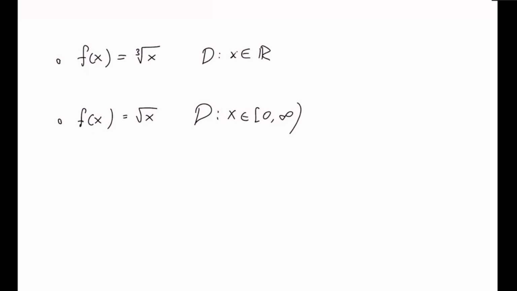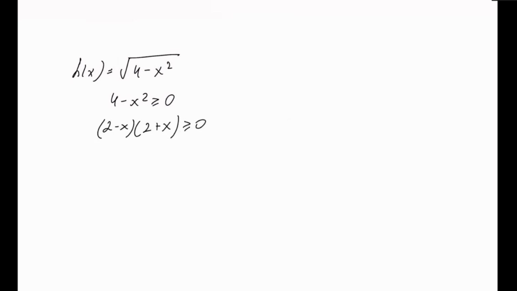What about composite functions involving roots? Here's where things get interesting. Where is h of x equals square root of 4 minus x squared continuous? For h to be defined, we need 4 minus x squared to be greater than or equal to 0, which means that we have 2 minus x times 2 plus x greater than or equal to 0. So x is between -2 and 2.